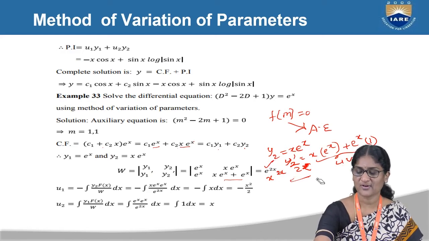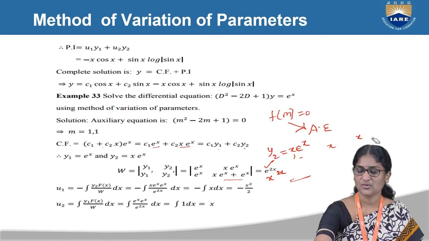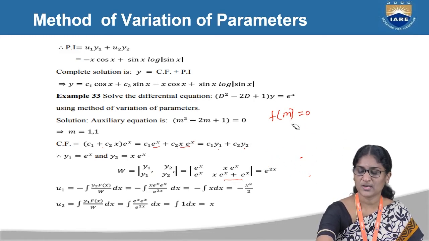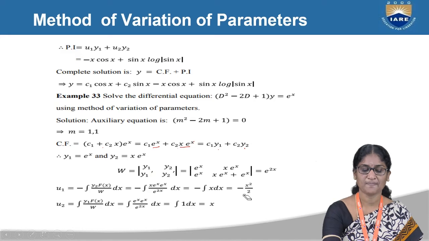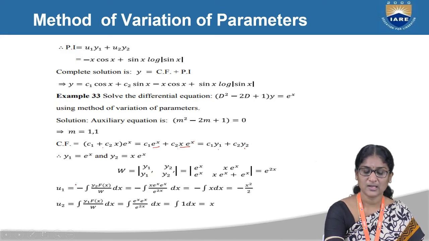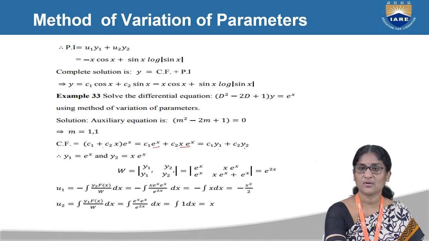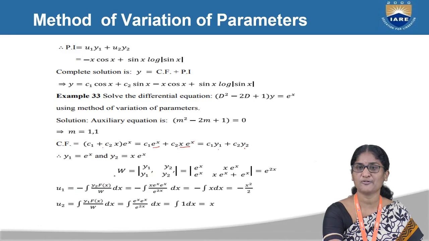Immediately after finding the Wronskian value, you have to find the value of u1 and u2. How to get u1 and u2? I've said there's a standard formula. Just follow that formula: u1 is equal to integral of y2 into f of x by w, where all these three values are known here. y2 is already known from the complementary function, f is already given in the question, and w is the Wronskian we have found.